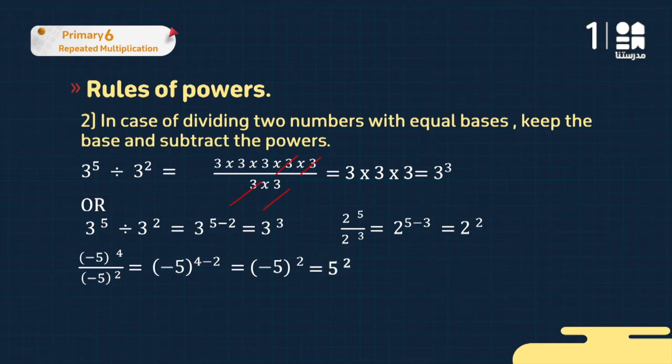Here I have negative 5 to the power of 4 over negative 5 to the power of 2. So I will write negative 5, and I will take the power as I said: 4 minus 2 gives me 2. So the answer will be negative 5 to the power of 2.